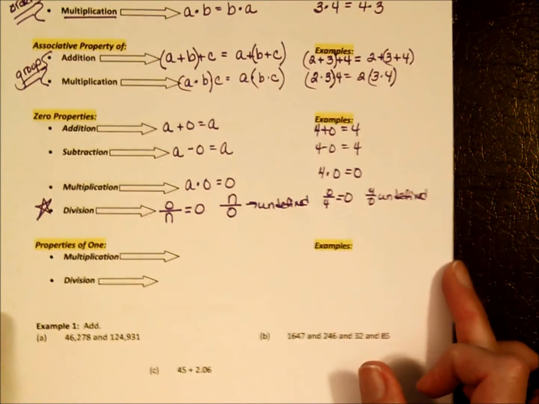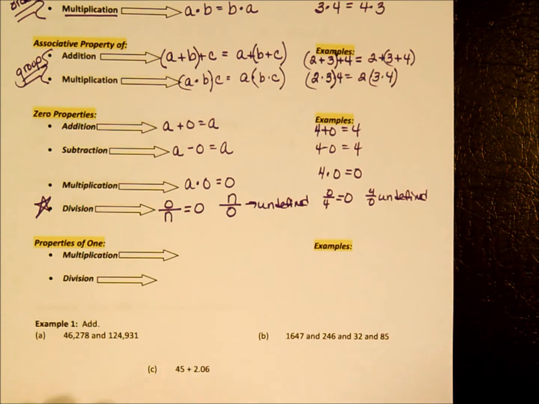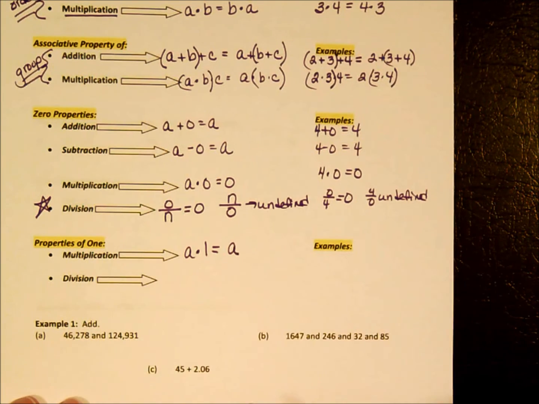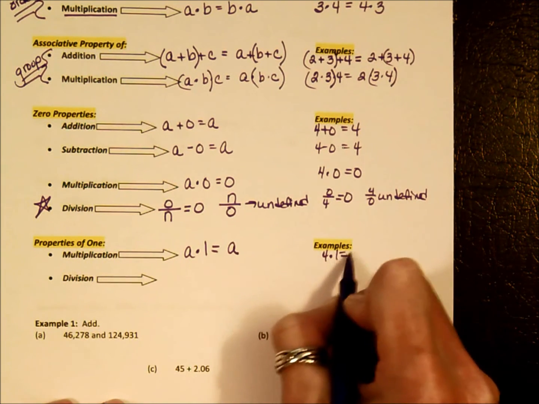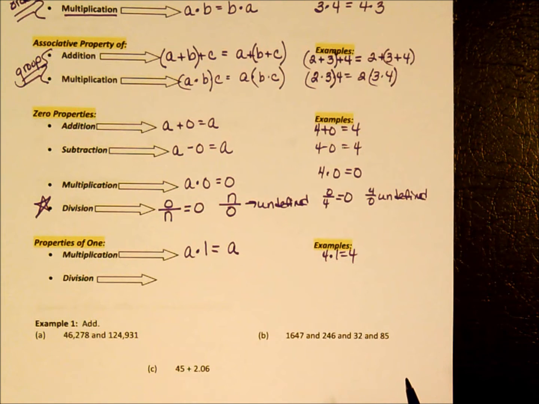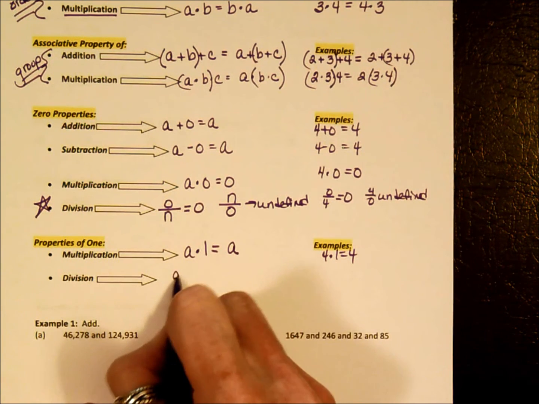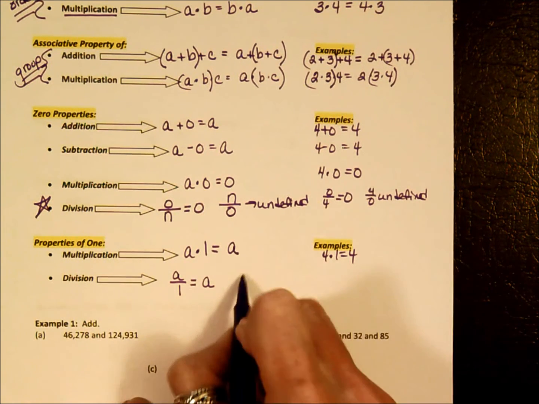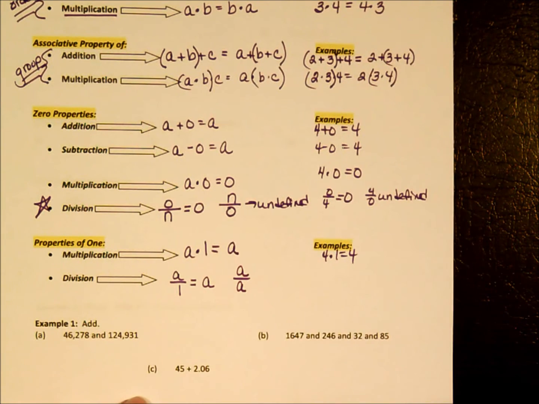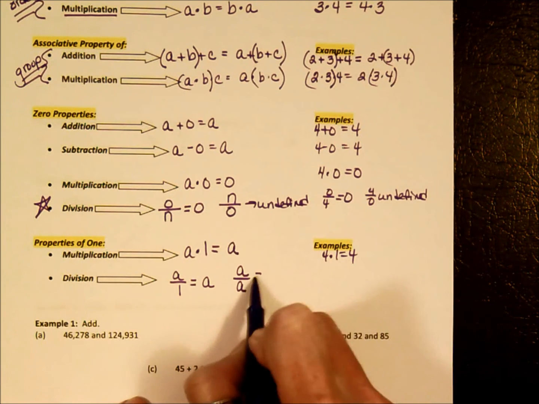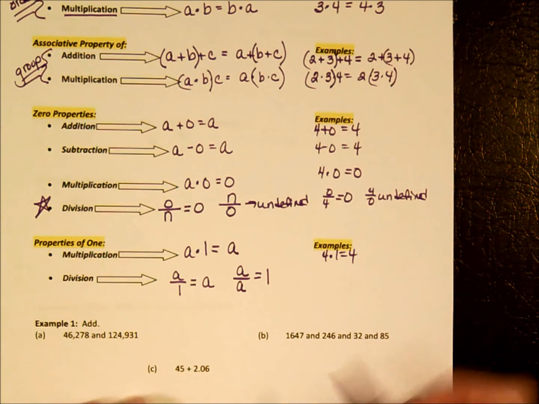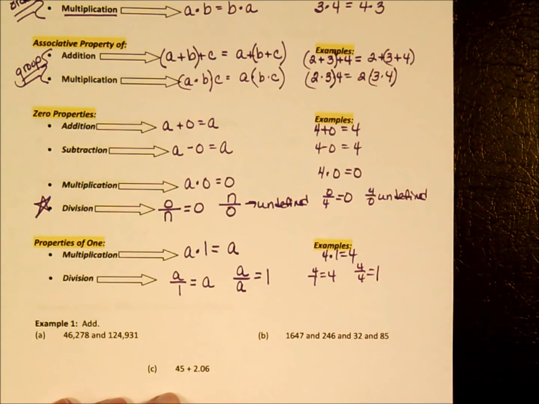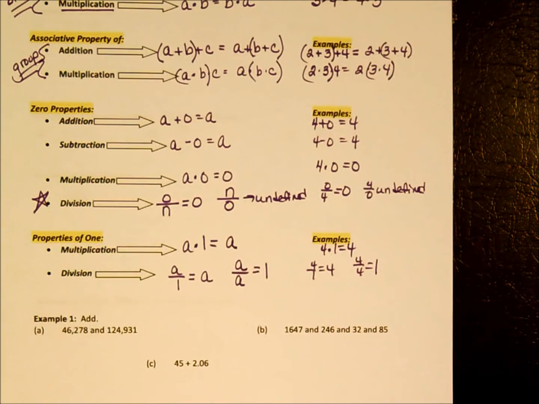There are also properties of 1. We have the multiplication property, which says if you take a number and you multiply it by 1, you get that number back. So 4 times 1 is 4. I think you, again, know that intuitively. And division, there are 2 of those. If you take a number and you divide by 1, you get the number. But also, if you take a number and you divide by itself, anything over itself, you get 1. That's where the 1 comes in. So 4 divided by 1 is 4, but 4 divided by 4 is 1. So you just want to be familiar again with those general properties.